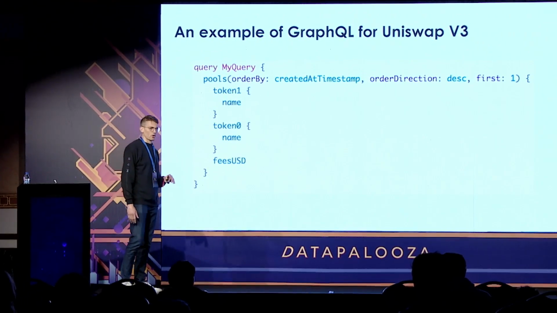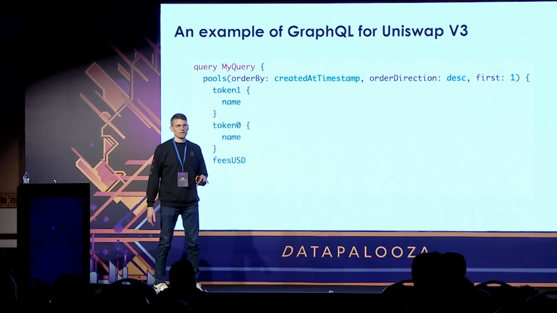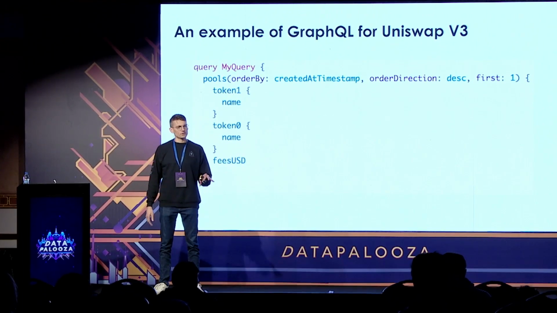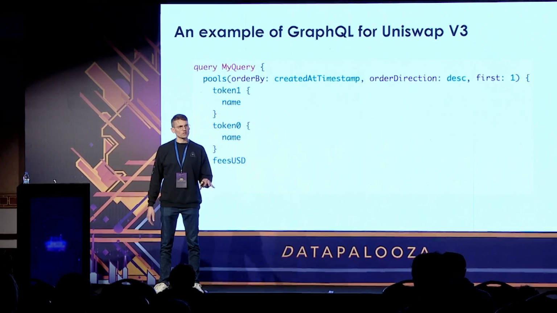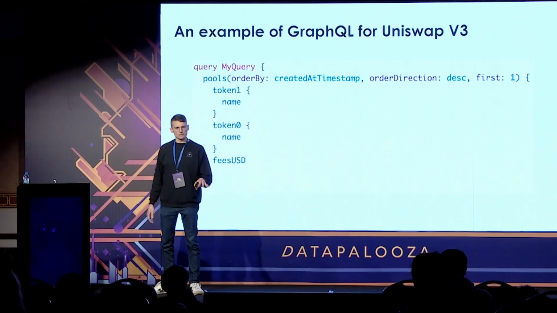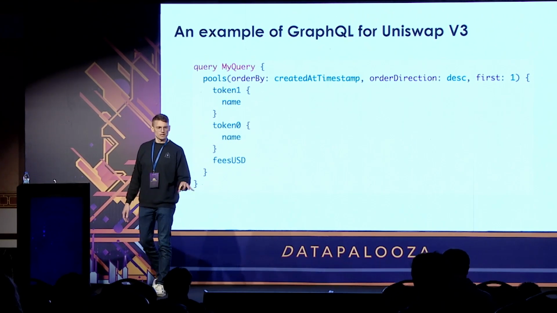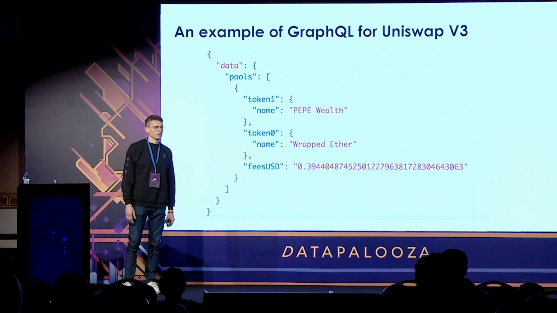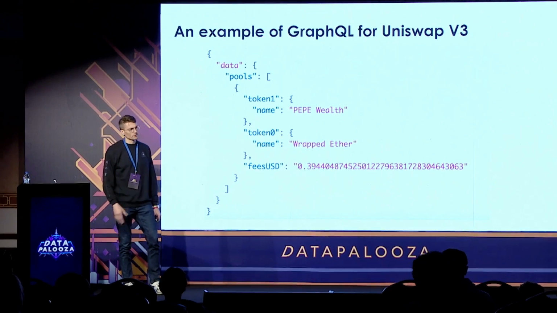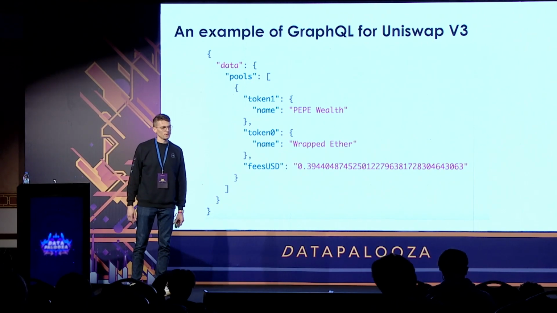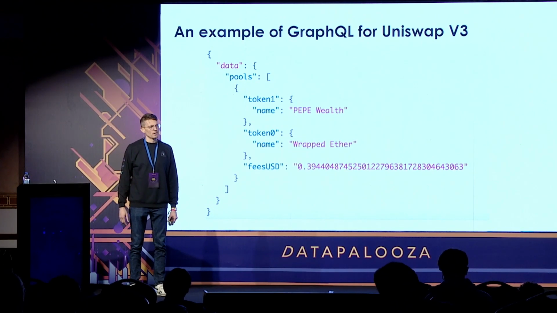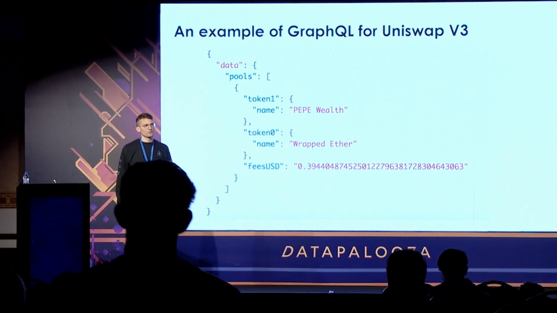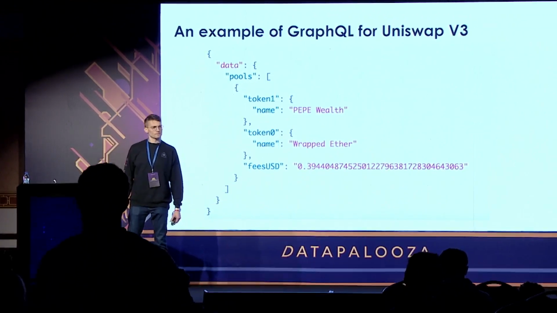This particular query is for the Uniswap v3 subgraph, and when you run this query, it gives you the latest token pair that was created. And when I ran that query last night, I saw that the most recent pair was Pepe Wealth and Wrapped Ether, and I also asked for how many fees had gone into that pool.